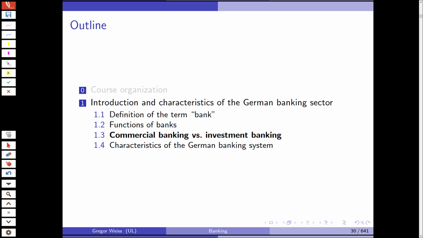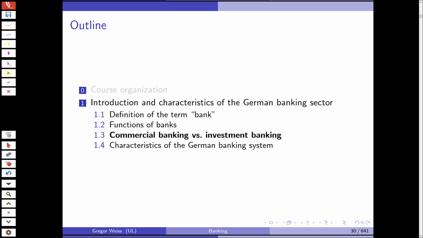Deposit business, loan business. Geschäftsbanken, Commercial Banks sind ganz klassisch im Einlagen- und Kreditgeschäft. Deposit taking, granting loans. What is investment banking then? It's difficult to define. Usually you define investment banking by saying offering capital market services to wholesale and institutional investors. What does that mean? Every banking service that is related to capital markets and that is offered to wholesale or institutional and corporate customers.